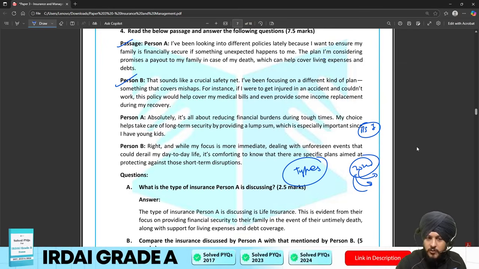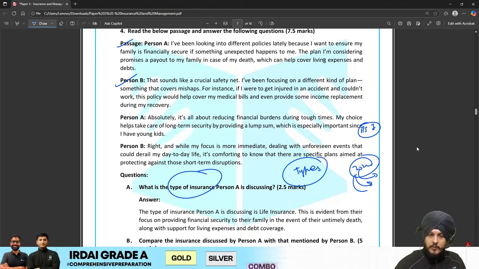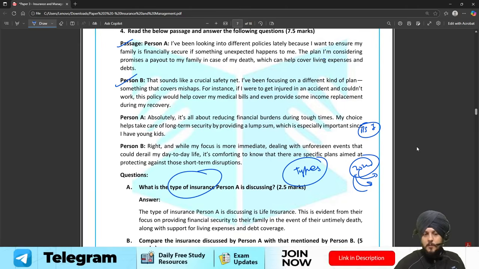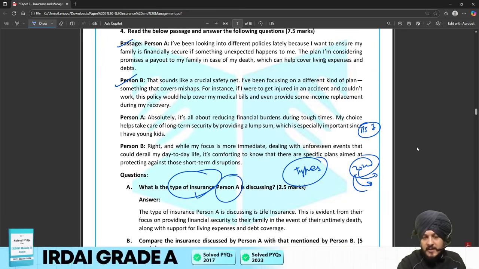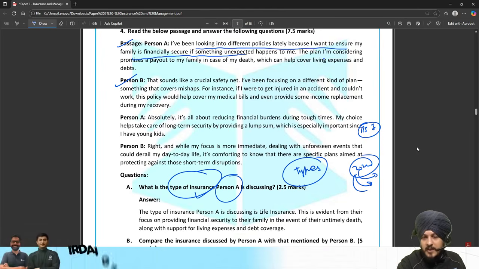And you can see this question also is asking about types of insurance, right? So this is also something that is there as a part of the syllabus. So the syllabus carries the utmost value. You need to cover the syllabus in a very comprehensive manner. So you can see over here what type of insurance person A is talking about. If you just read these slides, person A is saying that I have been looking into different policies lately because I want to ensure my family is financially secure if something unexpected happens to me.